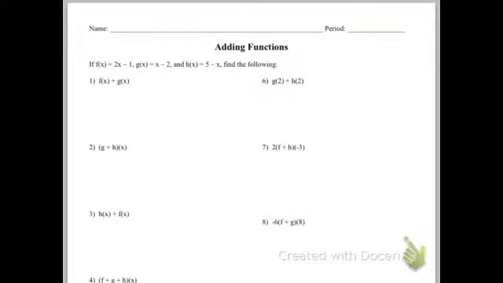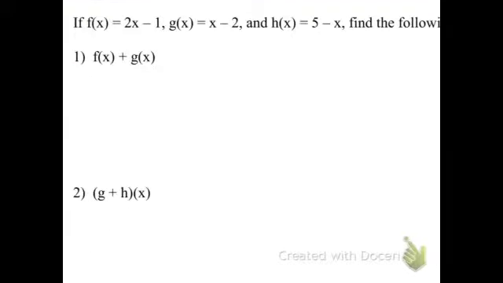Alright, time for the adding functions paper. On all of these, you need to remember what f of x, g of x, and h of x are equal to as you go about calculating these things. So if we want to do f of x plus g of x, you take what f of x is and add what g of x is. So that's just going to be (2x minus 1) plus (x minus 2).